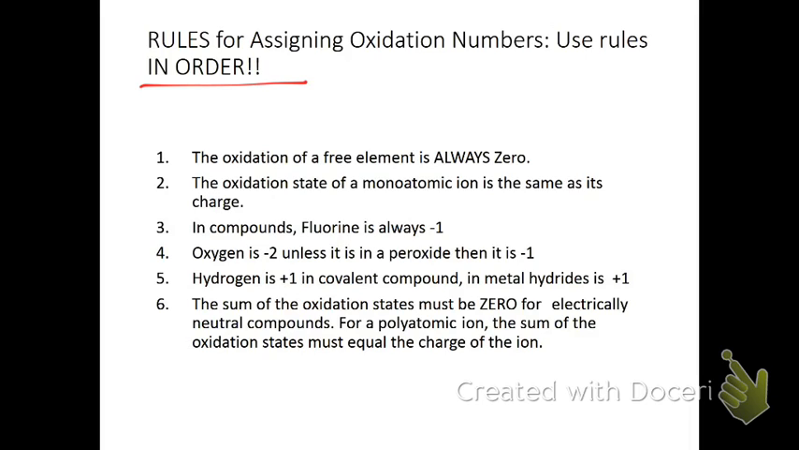So the first one is the oxidation state of a free element is 0. Why? They haven't done anything with their electrons yet. They haven't taken them or given them, so it's 0. So they have all their electrons and they don't have more than they should. That includes free elements of our Brinkelhoffs, our diatomic elements. Okay? So if you were in a reaction and saw O2 by itself, that oxidation state for that would be 0.